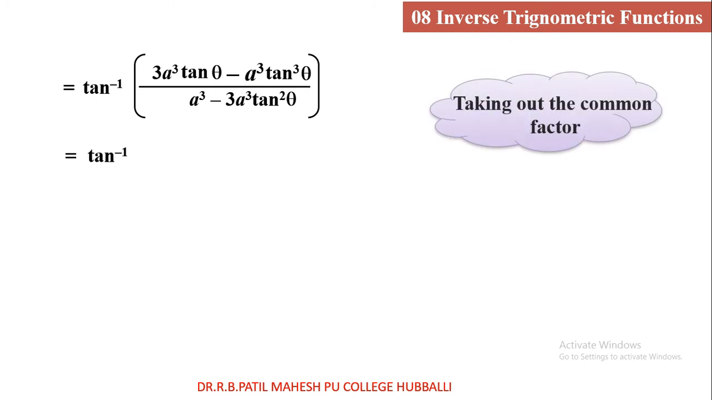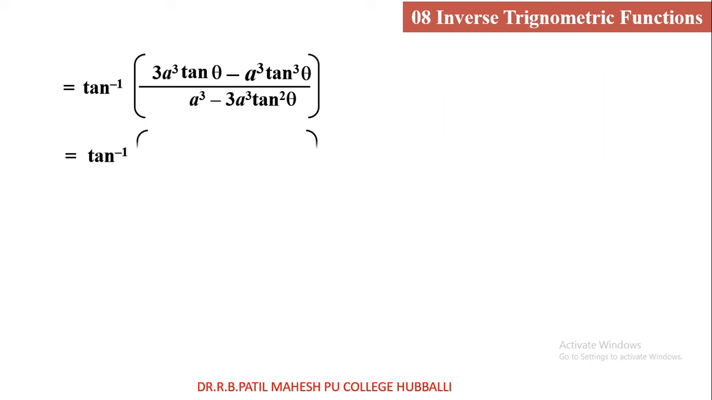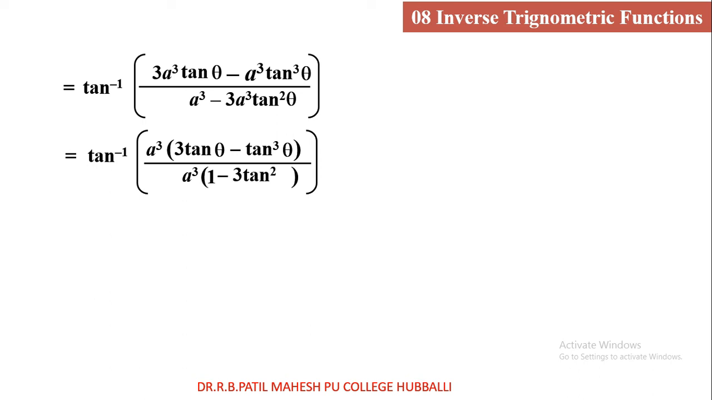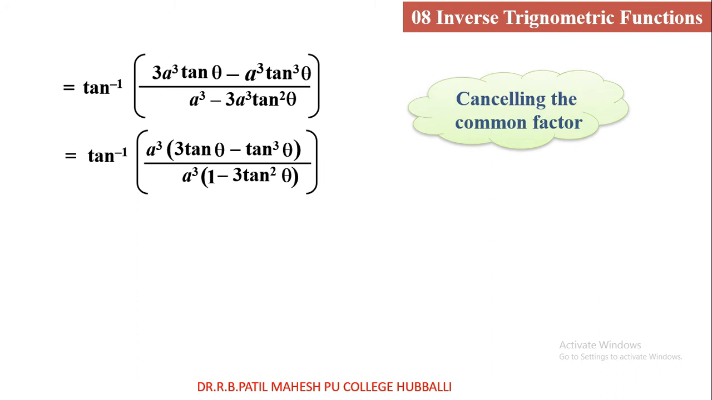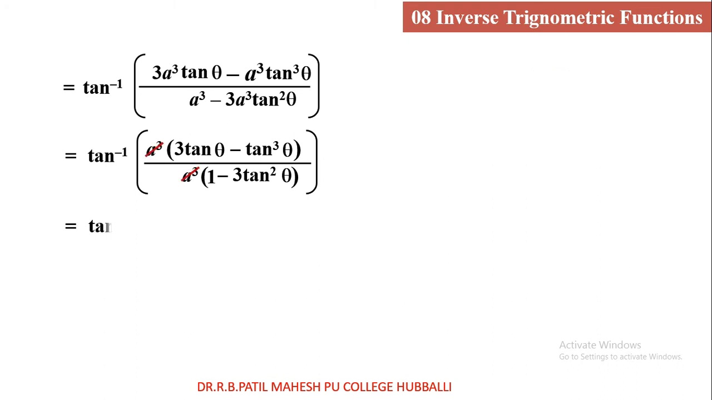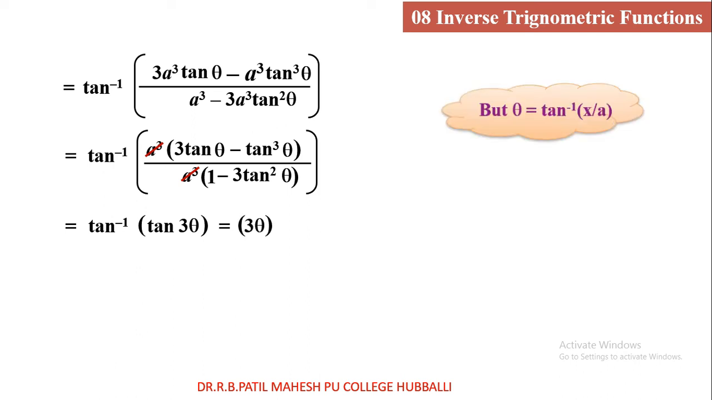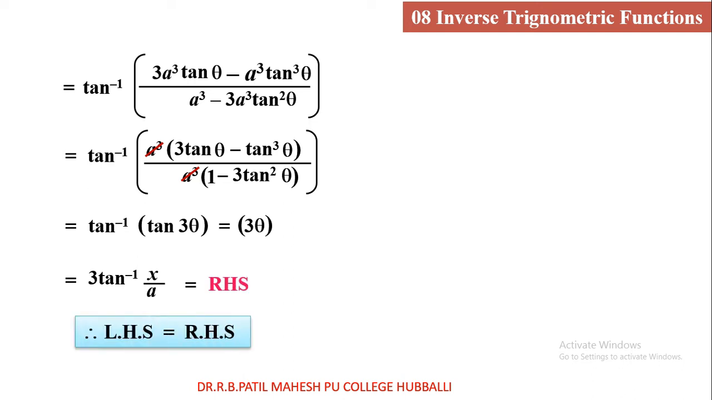This you have to observe carefully, students. Here now, taking out the common factor, you can observe the common things we are taking out. So a cube into 3 tan theta minus tan cube theta divided by a cube into the bracket 1 minus 3 tan square theta, cancelling the common factor, that is a cube and a cube. So tan inverse of 3 tan theta minus tan cube theta upon 1 minus 3 tan square theta is tan 3 theta. Tan inverse and tan get removed, so that we are going to get 3 theta. Remember, theta is tan inverse x by a in the previous step. So 3 into tan inverse x by a. Hence we proved the RHS part. Taking LHS, we proved RHS.